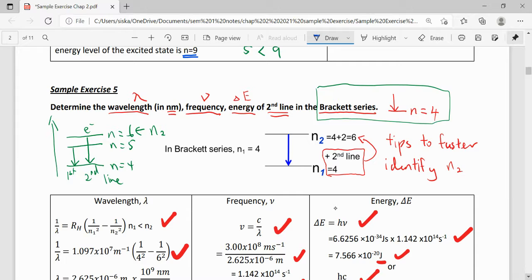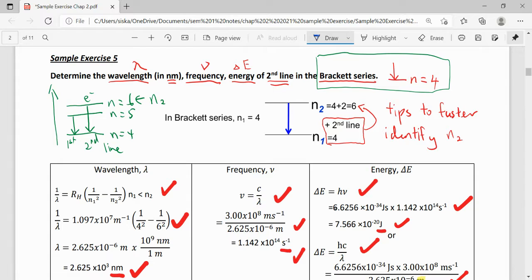Now in this part, I just want to highlight how to find the information faster: the lower level and the higher level. For Brackett series, we know that the electron will drop to n equals 4, and it already mentioned second line. If second line, I straight away do 4 plus 2 equals 6, so I know the higher energy level will be 6. Or else you can draw the energy level diagram one by one: n equals 4, n equals 5, n equals 6.